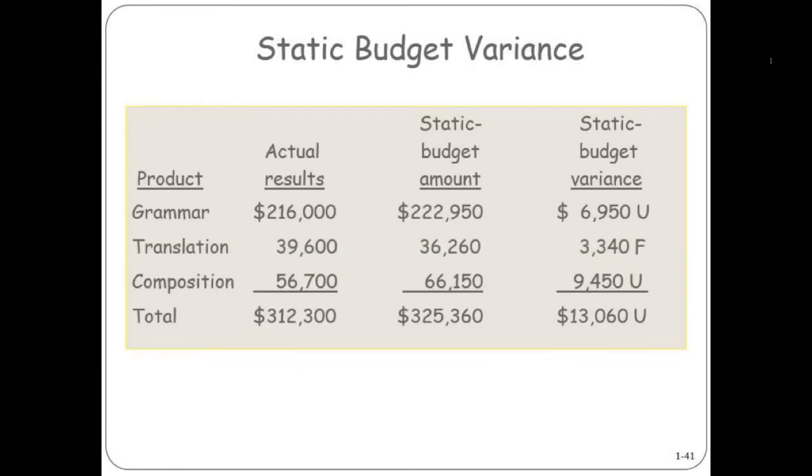The static budget variance. This is their actual results. This is their static budget, the master budget, if you would. And we see that they are under budget in total by $13,000. Translation did better than expected. The other 2 are under budget.